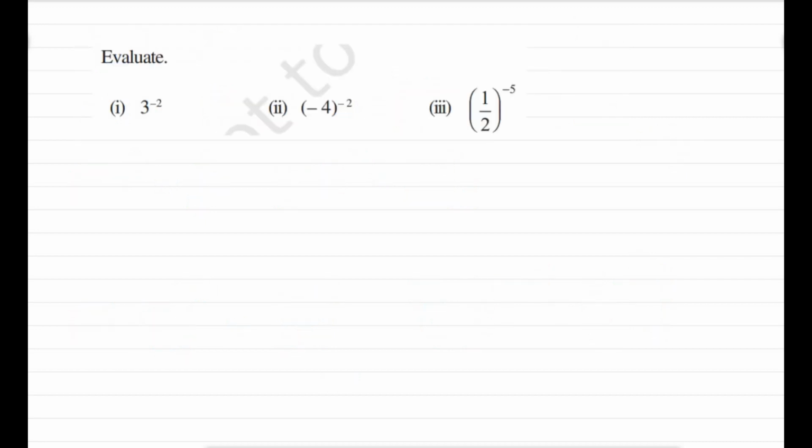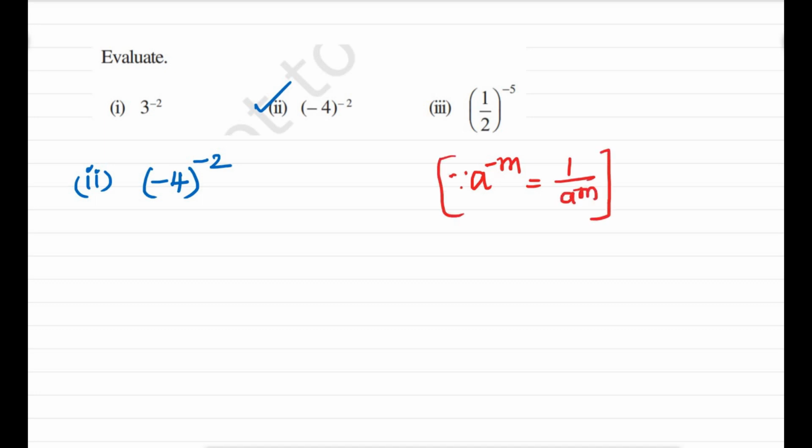Let me take three more examples. Let us see number 2. Evaluate, which means we have to simplify this: minus 4 to the power of minus 2. Using exponent laws we have to simplify this. The suitable law is a to the power of minus m is equal to 1 by a to the power of m. I'll use this law to find the answer.